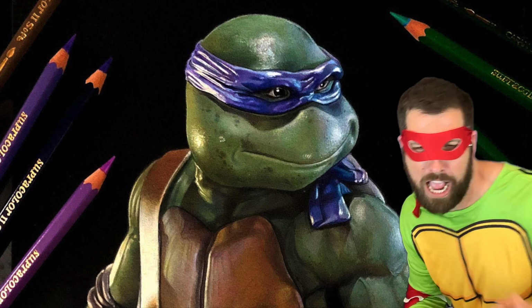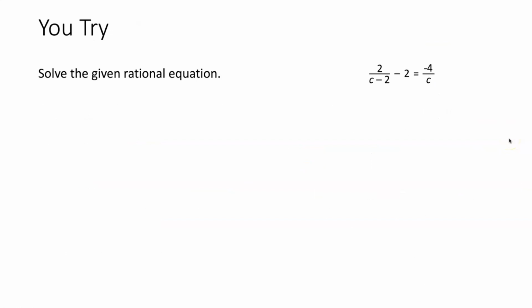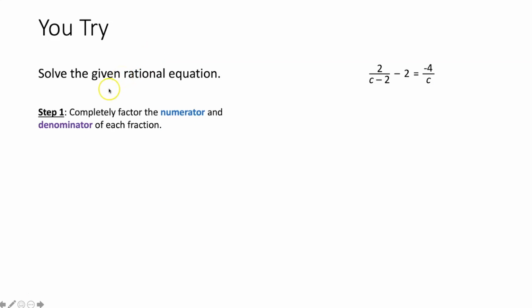You try. Okay, doing the same thing here. So we start with step 1. We need to completely factor the numerator and denominator of each fraction. So it looks like we're good to go here, actually. So we can move on to step 2, where we state any excluded values.